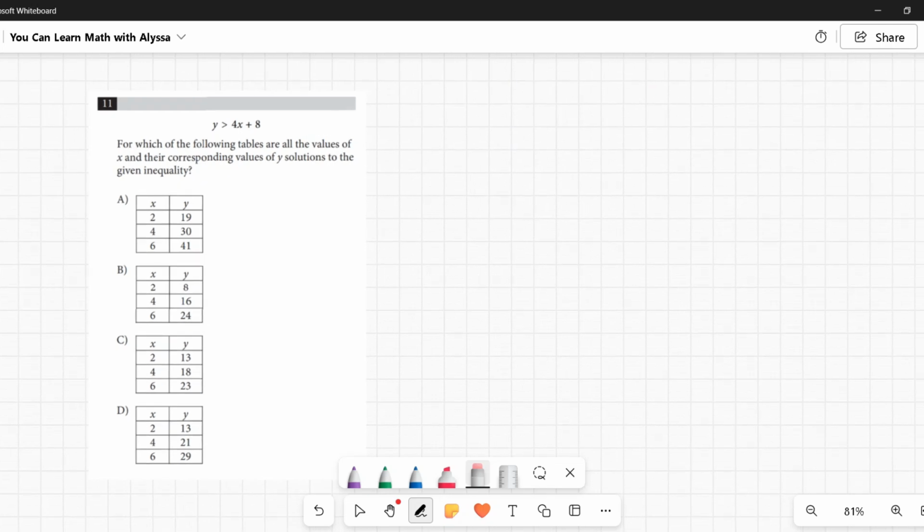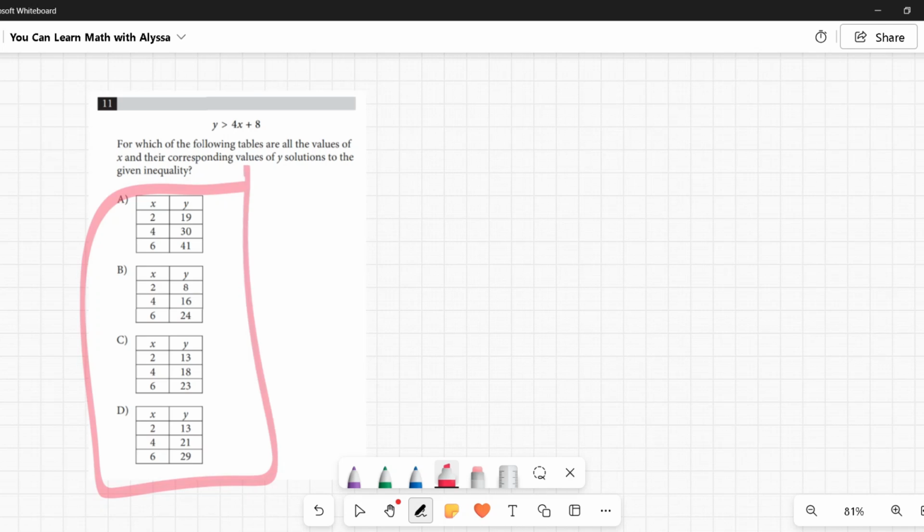Number 11, y is greater than 4x plus 8. For which of the following tables are all the values of x and their corresponding values of y solutions to the given inequality? Okay, we're going to be looking at our 4 answers and seeing which one has all values that will fit. Each of these has the same x values, 2, 4, and 6. So the most effective thing we can do is look at our 4 options and see if we can find a number x where every single table here has a different y value.